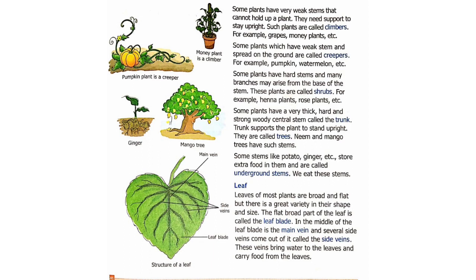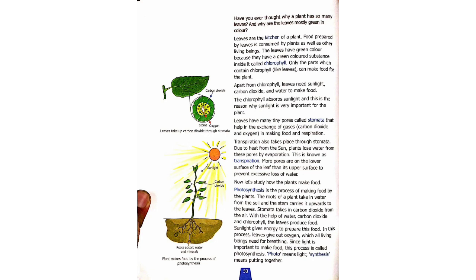Now children, have you ever thought that a plant has so many leaves? Number of leaves is always more in each and every plant. Why is it so? And why are the leaves mostly green in color, not of any other color? The answer to this question is that the leaves are known as the kitchen of the plant. Now why are leaves known as the kitchen of the plant? Because they prepare food for the plant. That is why the leaves are called kitchen of the plant. And as far as the color is concerned, the leaves have green color pigment inside them that is known as chlorophyll. That is why the color of the leaf is always green.